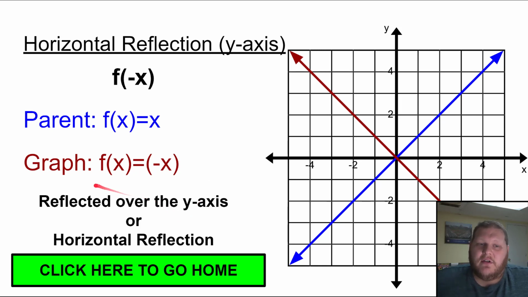I can say either it's reflected over the y-axis, which again, my y-axis is this vertical one, or I can just call it a horizontal reflection. I'm fine with describing it either way, but again, just be prepared for the book to describe it to you using that fancy reflected over the y-axis.